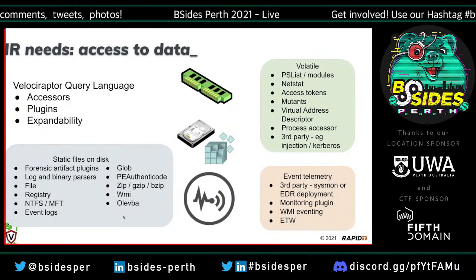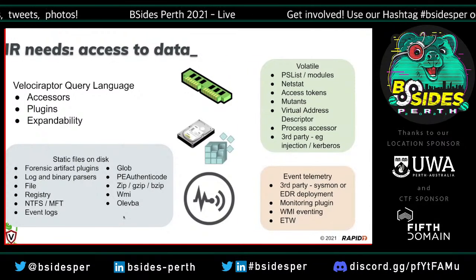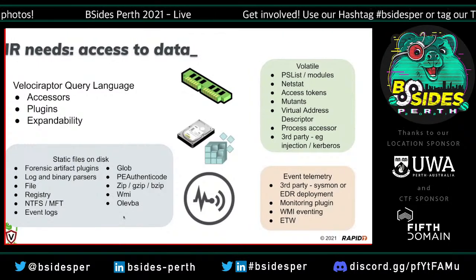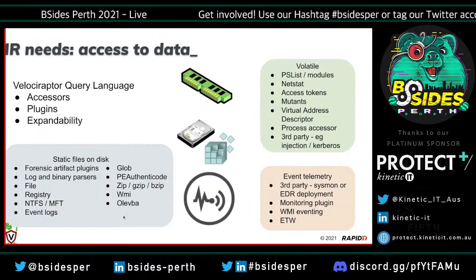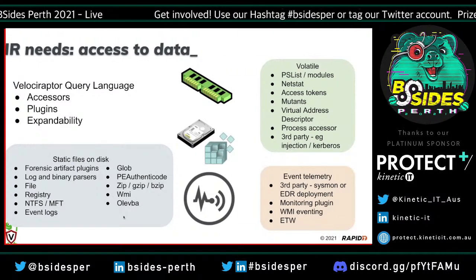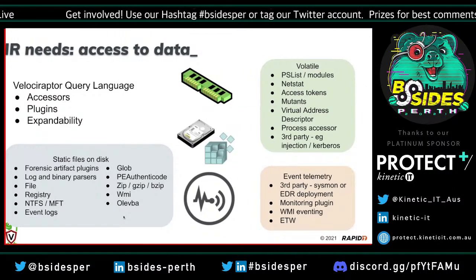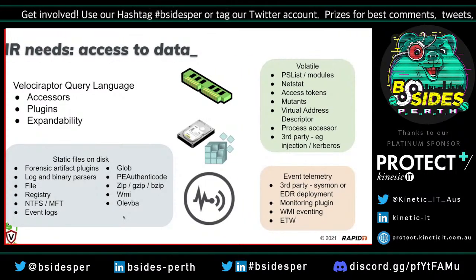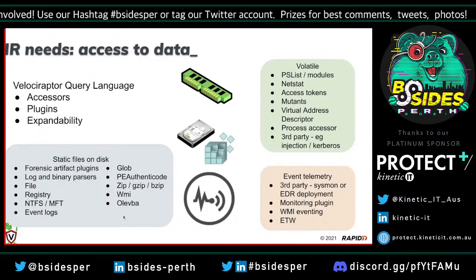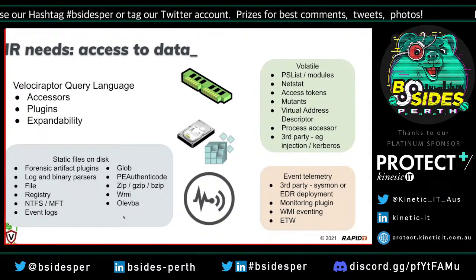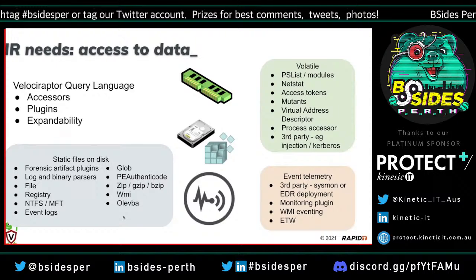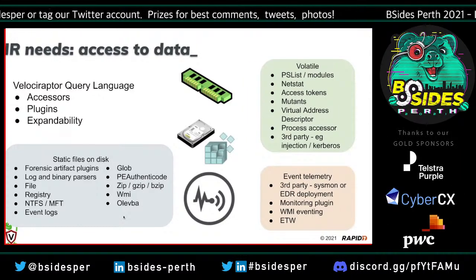And finally, event telemetry. A lot of customers will use, say, a third party here like Sysmon or an EDR as a detection layer. And Velociraptor fits in very well in that use case, where you might deploy your EDR because they've got really tight detection for the things you're interested in. And then you might use Velociraptor for more of those forensics or live response use cases.